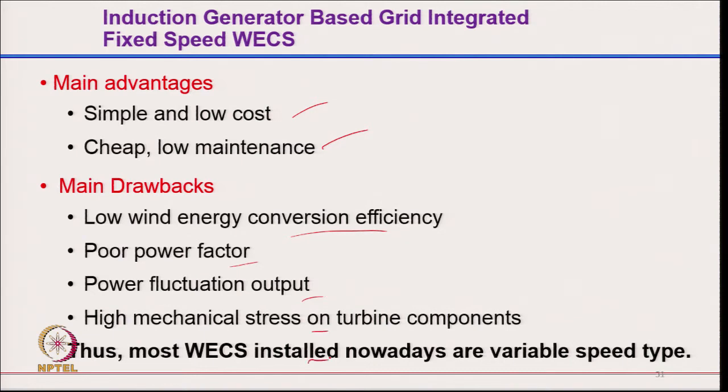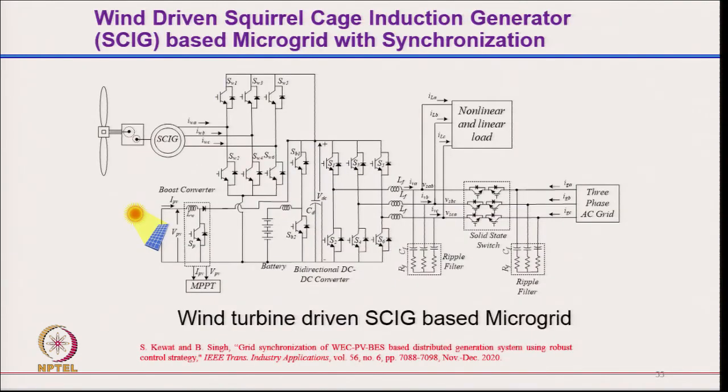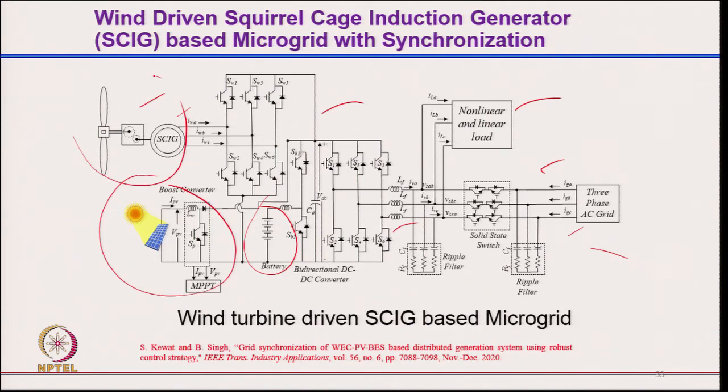So, most of the installations nowadays are variable speed drives. Coming to the squirrel cage induction generator based grid integrated energy conversion system, this is typically with the gear and we have one converter, you can have another converter connected to the grid, and of course, for a small unit you can connect a battery, and you can have a local load also here. So, you can improve the power quality on the grid side, and moreover you can have a feature with islanding mode also to feed this local load, because the battery can take care of even the power variation from the solar as well as from the wind.